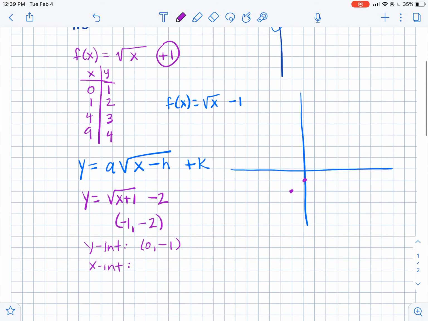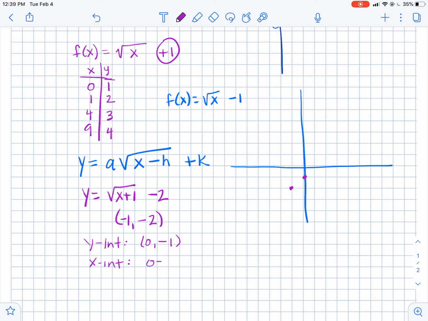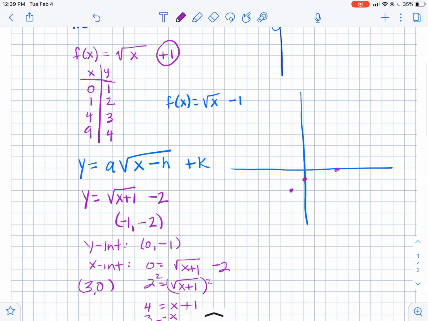And then square both sides. Okay, so 4 equals x plus 1, x equals 3. So I am at 3, 0. Okay, 1, 2, 3, 0. Okay, and there is my curve again.